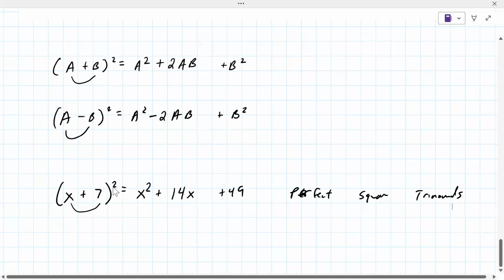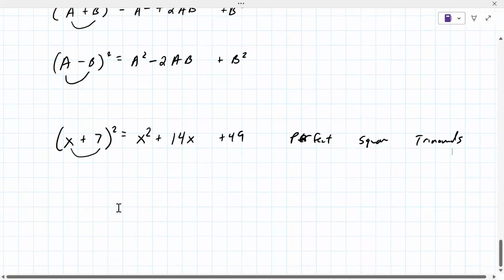There's a rule here which says that this exponent tells you the number of terms because you add one to it and you always get one more than the exponent. You'll see that later on.